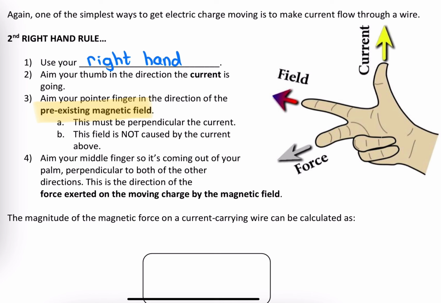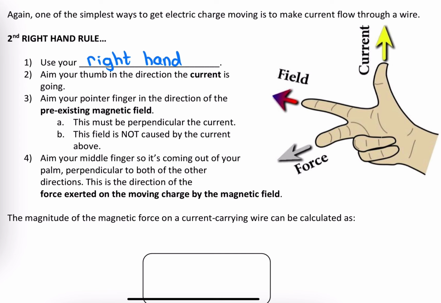Now, the reason I say pre-existing is because electric current will create its own magnetic field, but that's not the magnetic field that we're looking at over here. The magnetic field that we're looking at over there already existed before we had that current. That's why I say it's a pre-existing magnetic field. So, I have a magnetic field that already exists, and then I have some electric current running through that field, perpendicular to it.